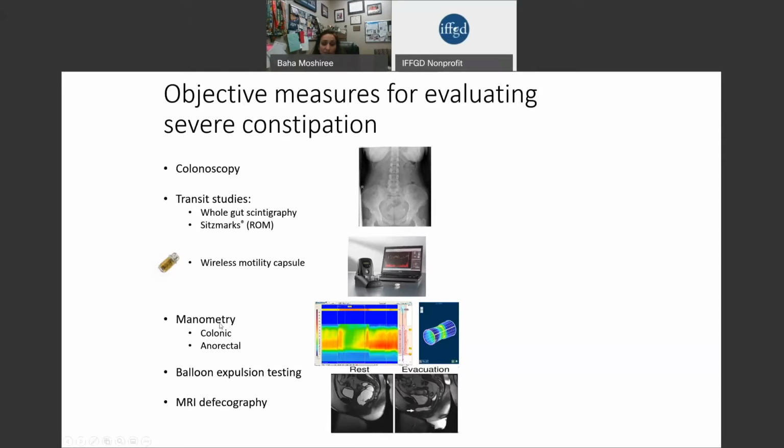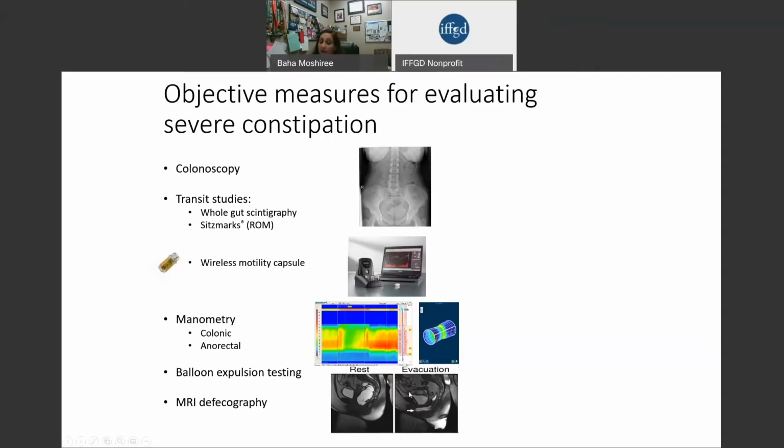And then there's manometry, where we actually put a probe inside the rectum and we measure pressures in the rectum. We ask the patient to do certain maneuvers. We ask them to strain. We ask them to squeeze. We ask them to rest during the test. And we check the nerves and muscles and how they're functioning in the rectum. There's also another test called the balloon expulsion test.